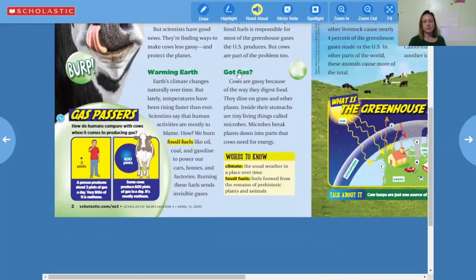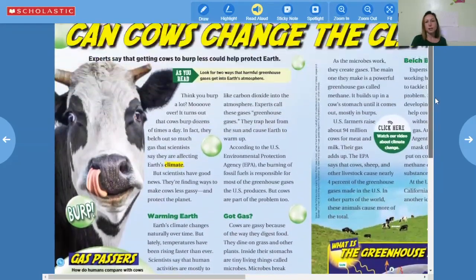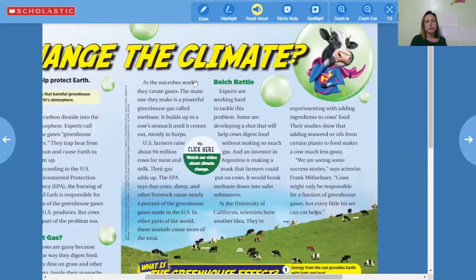Got gas? Cows are gassy because of the way they digest food. They dine on grass and other plants. Inside their stomachs are tiny living things called microbes. Microbes break plants down into parts that cows need for energy. As the microbes work, they create gases. The main one they make is a powerful greenhouse gas called methane. It builds up in the cow's stomach until it comes out, mostly in burps.